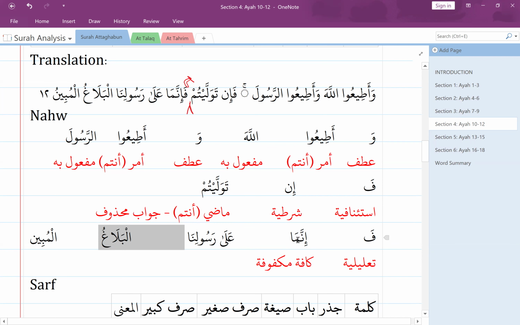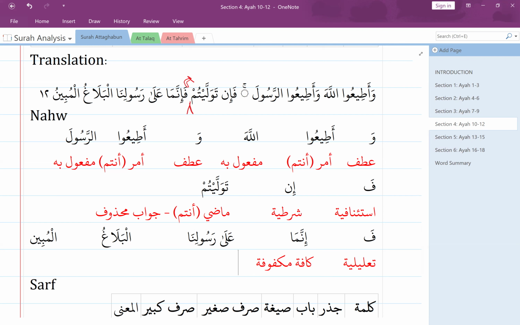But with this ma, it comes and it blocks the effect of inna. So whatever comes after it is not affected. It's not inna al-balagha, it's innama al-balagh. You can see that it stopped the effect there. So that's just the kind of ma that is kaf and makfufa. And of course, it's a harf.